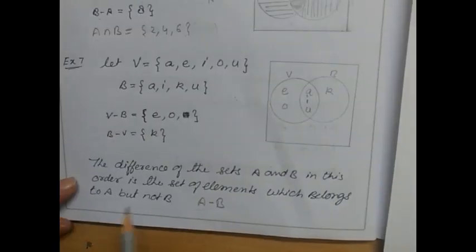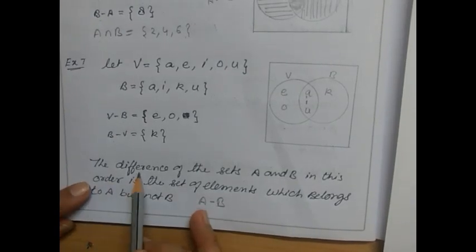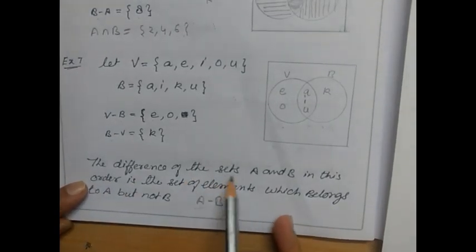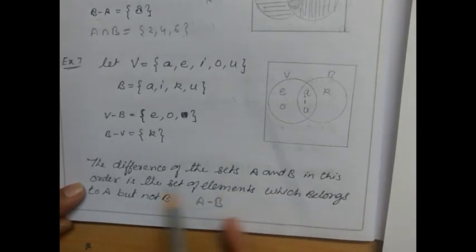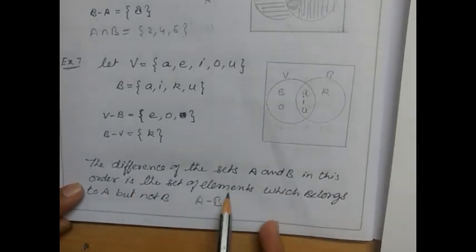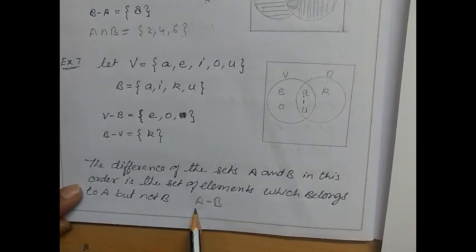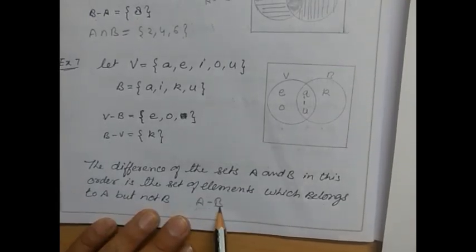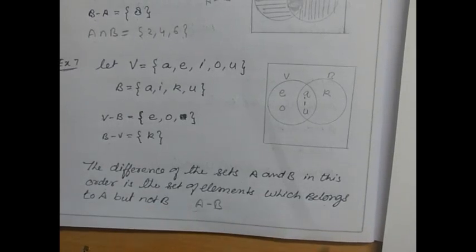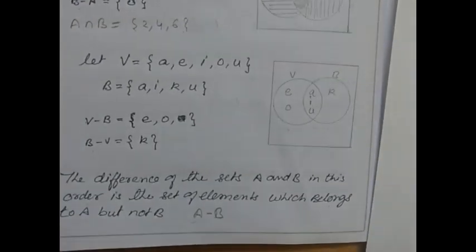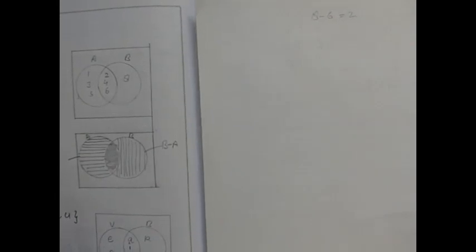So now we can define the difference of the sets A and B in this order as the set of elements which belong to A but not B, and it will be written as A minus B. The things we have studied are the operations of intersection, union and difference of sets. These three operations we have done.